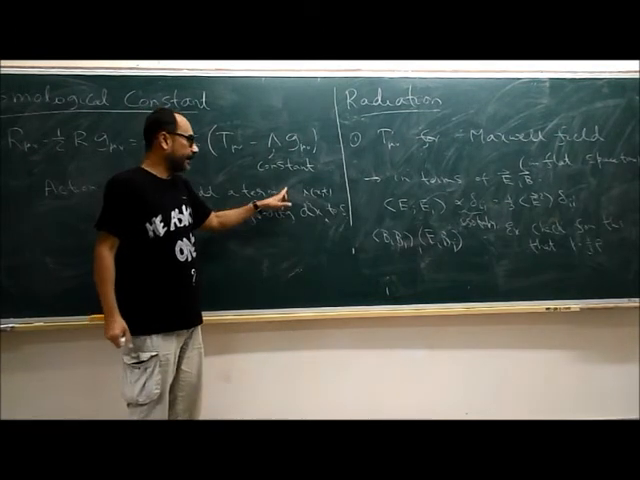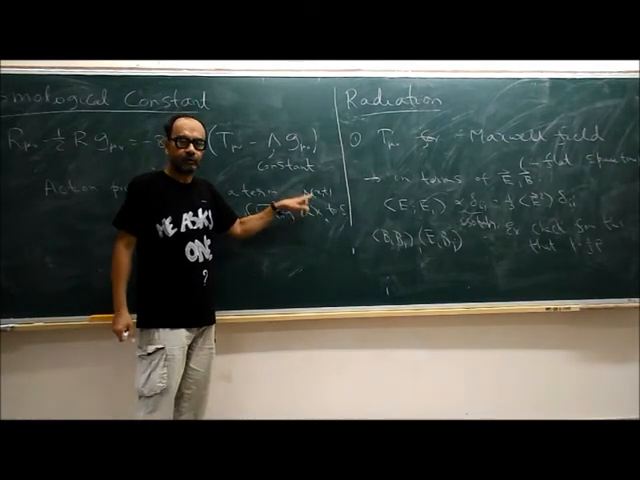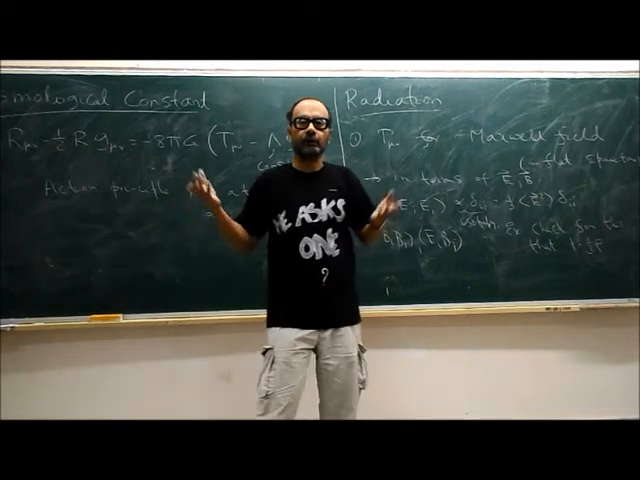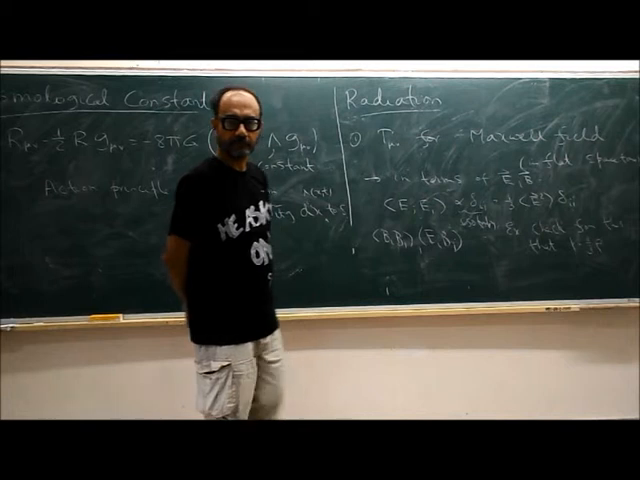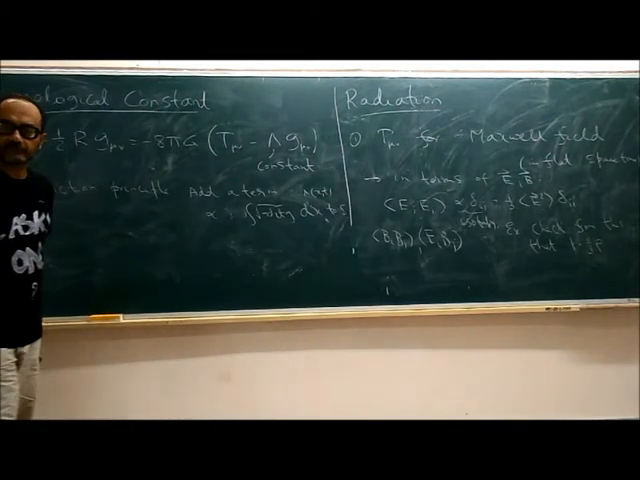Right? When you write a lambda term like this, this could be a constant, but this could also be a function of various other fields that we don't know of. Is this okay?